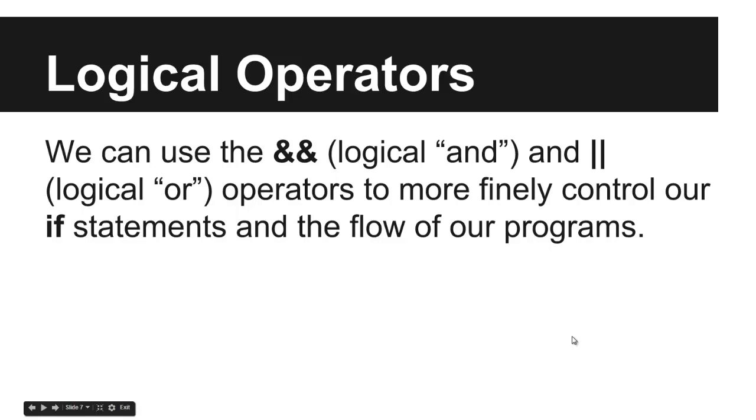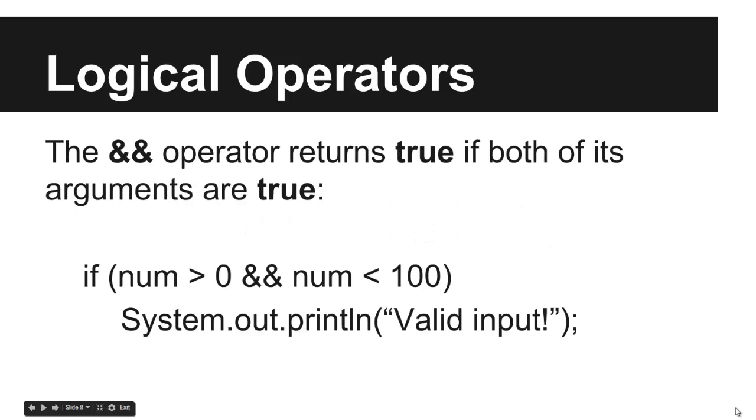Now, we can be faster about this by using the logical operators, the logical AND, which is this double ampersand, that should be above the 7 key on your keyboard, and then the logical OR, which is a double vertical pipe. That's going to be right above the backslash key on your keyboard, which is usually right above the enter. We can use those operators to more finely control our if statements and to control the flow of our program.